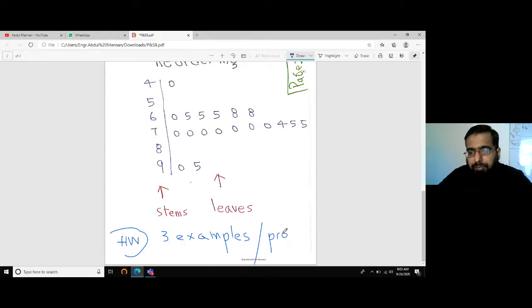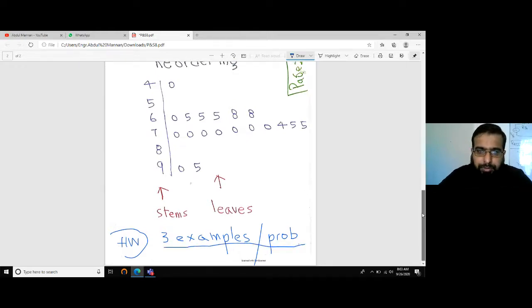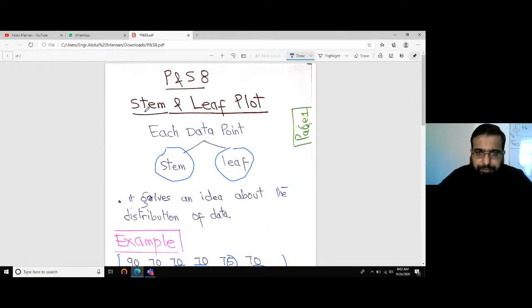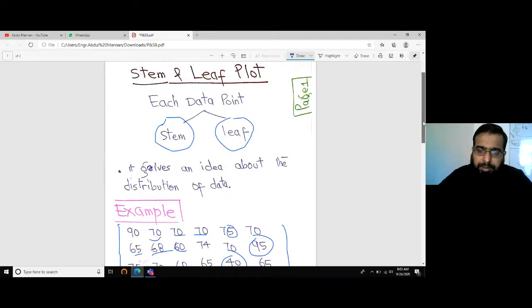We have a lot of problems and examples in our book. There are examples or problems at the end of each section, and there are problems at the end of chapter 2. So you have a vast choice. You can select three examples or problems of your own choice related to stem and leaf plots, solve them on your own, and you can get those checked by me in the next class.